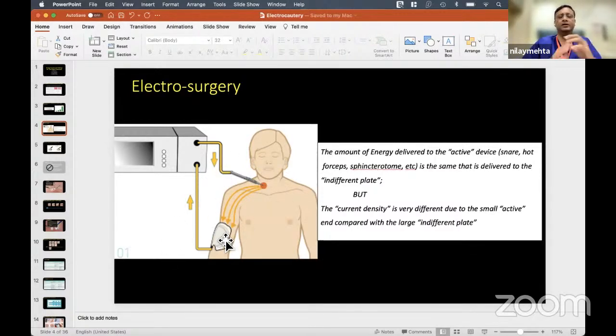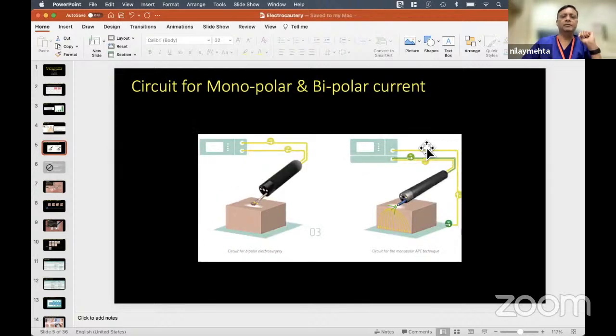At the patient plate, because the patient plate is bigger, the current density is low, and that's why you have no tissue injury or less tissue injury if the patient plate is not properly fixed. So basically, you do it to complete the current.